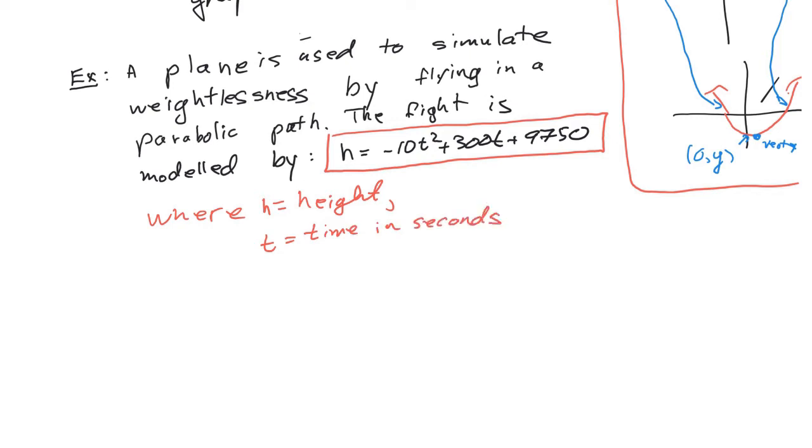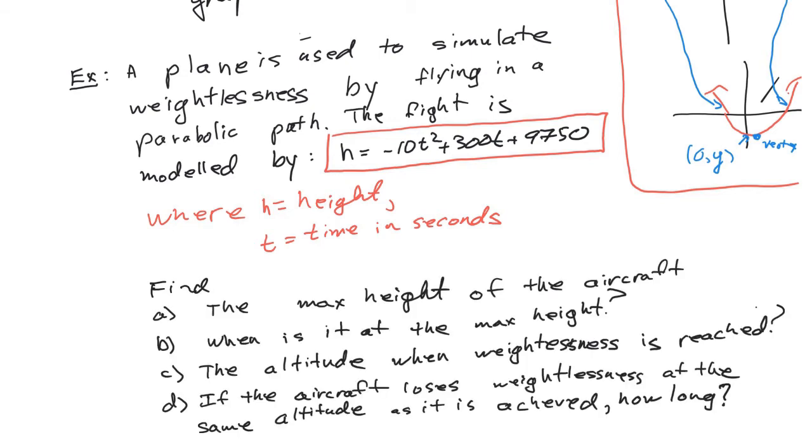Now, here's what we need to find. These are the things we need to find. We need to find the maximum height of the aircraft, the altitude when the weightlessness happens, and when it is reached, and if the aircraft loses its weightlessness at the same altitude as it's achieved, and how long does it happen? Now, let's go over to Desmos and take a look at the graph and see what's going on.